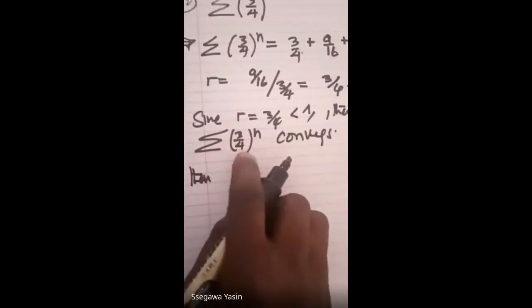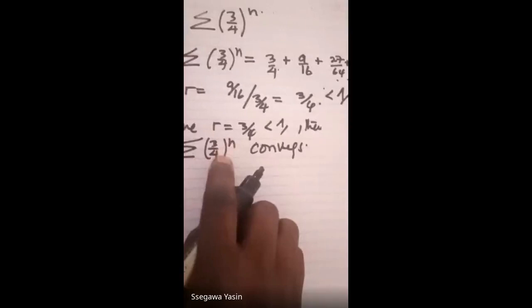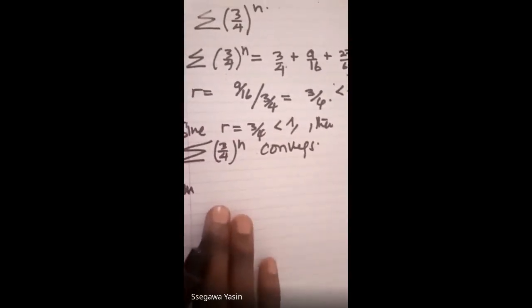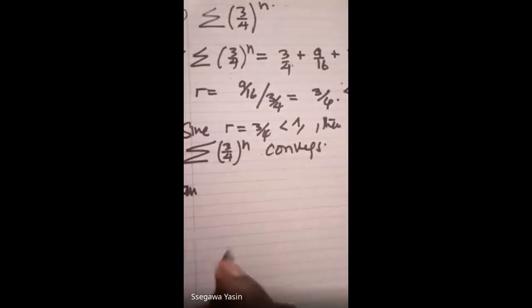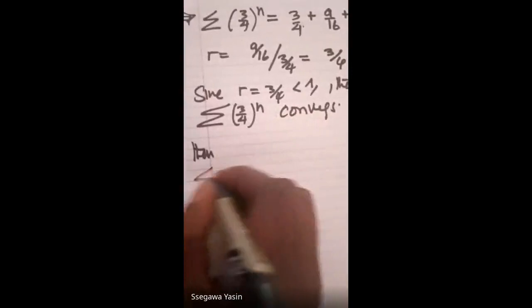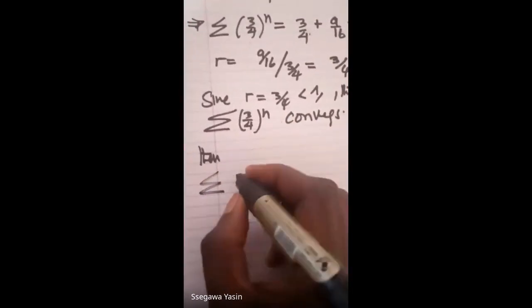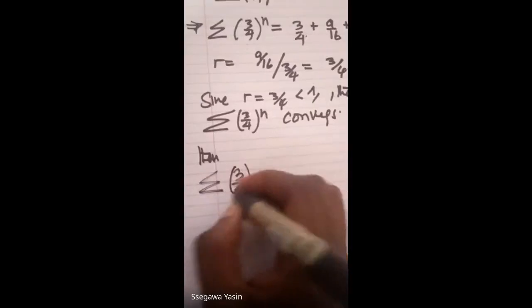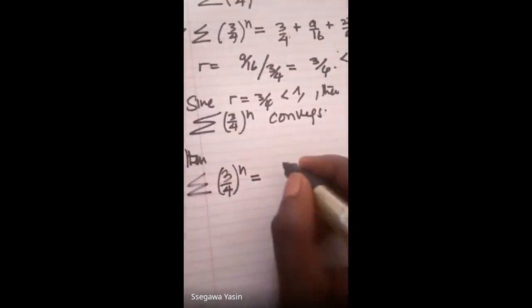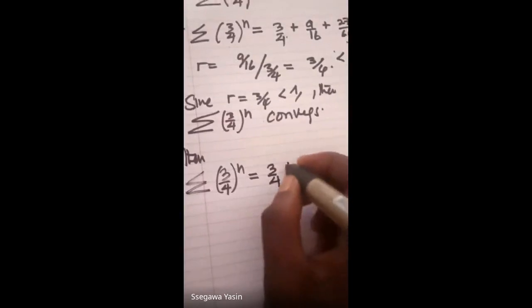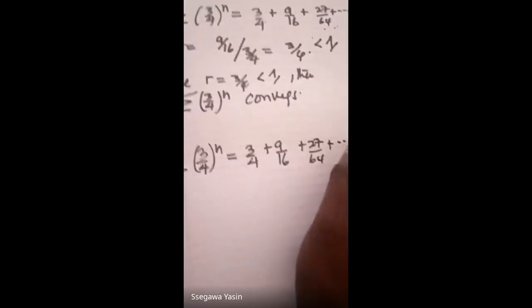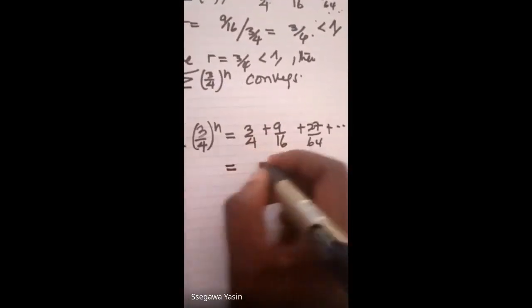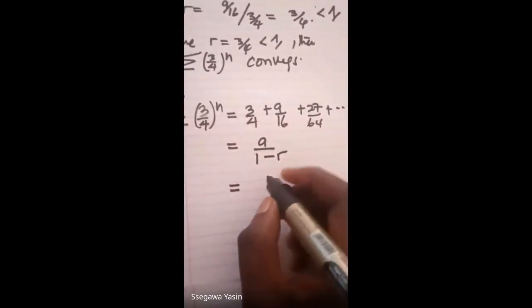So we have already shown that this thing here converges, and if it converges, we have to look for the value where it converges to. And when we do that, I think we shall have something fun that we are going to sum. This is the sum of (3/4)^n, which is 3/4 plus 9/16 plus 27/64 plus other terms. And this is the sum to infinity, which is a over 1 minus r.